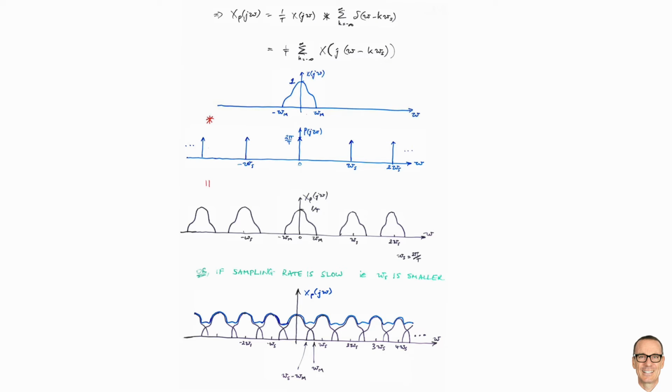And this is going to be an important criterion. I think you can see pictorially that if omega s was smaller than twice omega m, then they're going to overlap. And so that actually gives us a very important criterion.